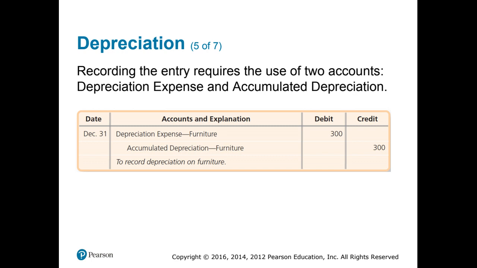Recording the entry, page 127. Recording the entry requires 2 accounts. You are using your depreciation expense account because we're expensing depreciation, and we're also going to affect our accumulated depreciation account. So on December 31st, we're going to debit depreciation expense for furniture, $300. And we're going to credit accumulated depreciation for furniture by $300. And then we're going to make a note that says to record depreciation on furniture.